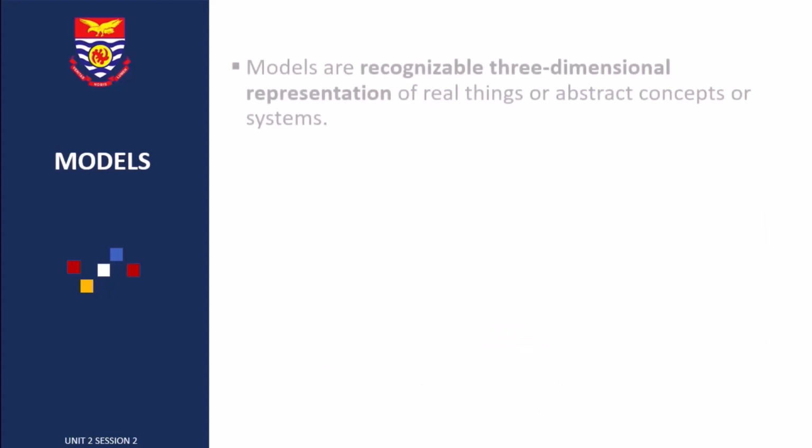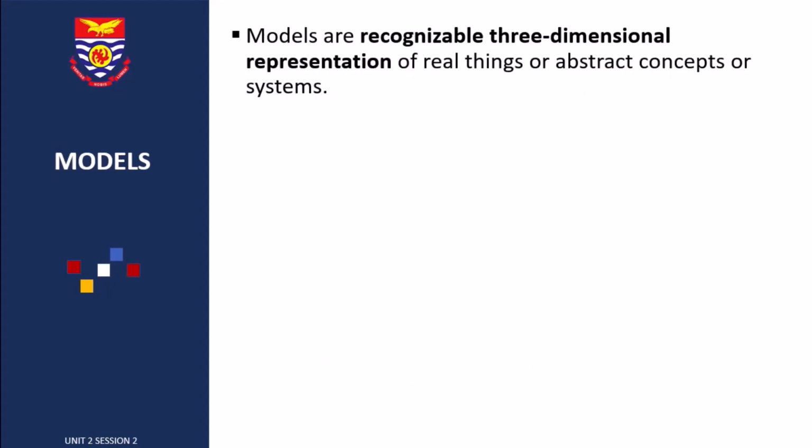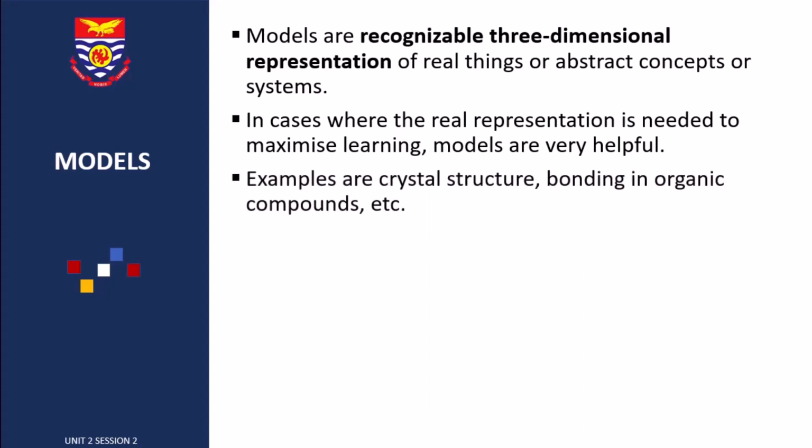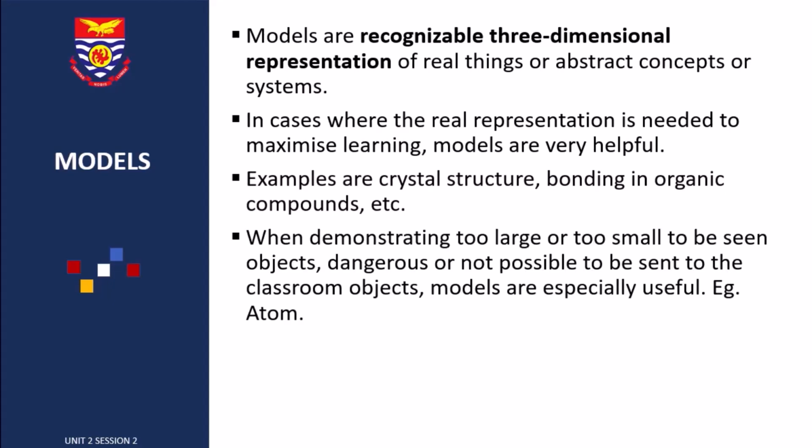What then are models? Models are recognizable three-dimensional representations of real things, or of the abstract concepts or systems that we teach in class. In cases where the real representation is needed to maximize learning, models are very useful. Examples are the crystal structure and bonding in organic compounds, among others. When demonstrating objects too large or too small to be seen, or objects that are dangerous, or objects that are not possible to bring to the class, models are very useful in that regard.